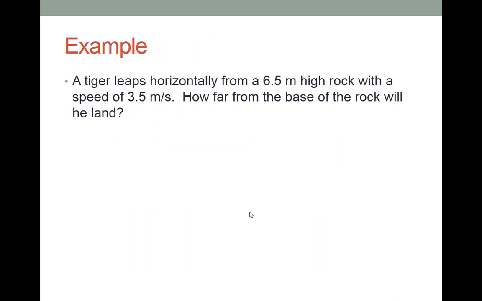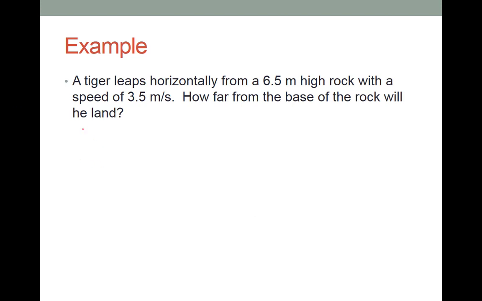Okay, so on to the first example. And this is almost the easiest projectile motion question that could be asked. So we have a tiger that leaps horizontally from a 6.5 meter high rock at a speed of 3.5 meters per second. How far from the base of the rock will he land?